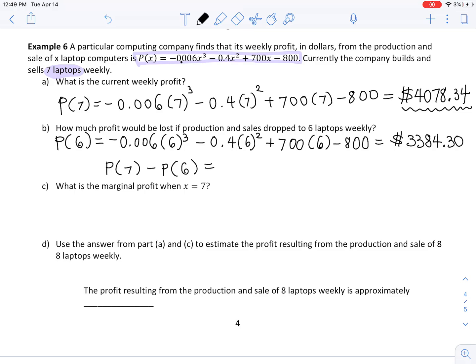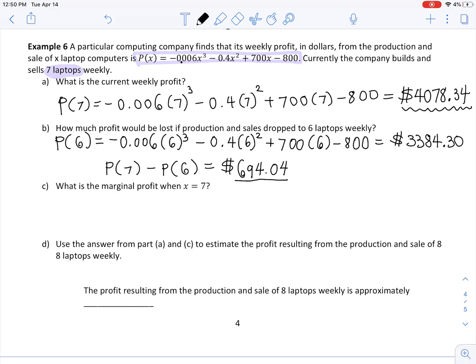All right, I subtracted those 2 values. Just making sure that I'm typing in the right number. 4078.34 minus 3,384.30. When I did that, I got $694.04. So the profit would go down that much. How much profit would be lost? $694.04 will be lost if they go down to 6 laptops weekly.